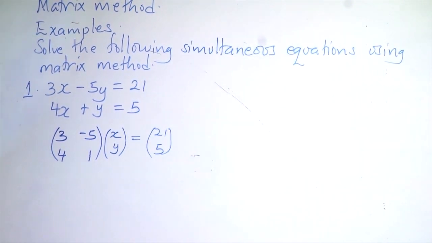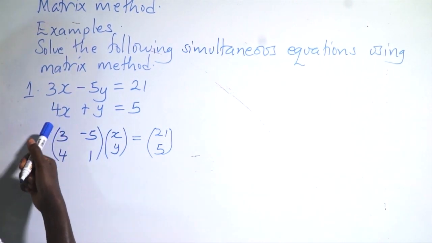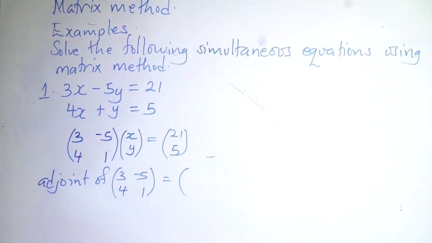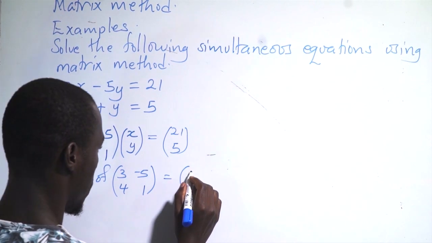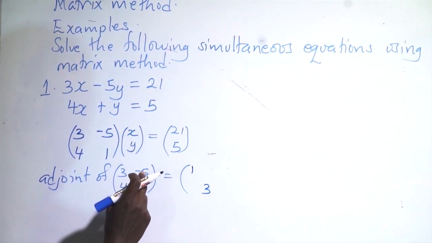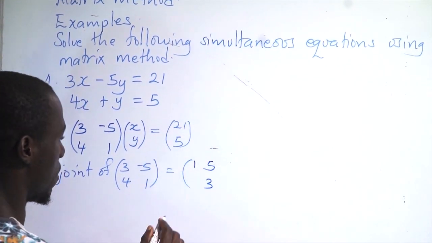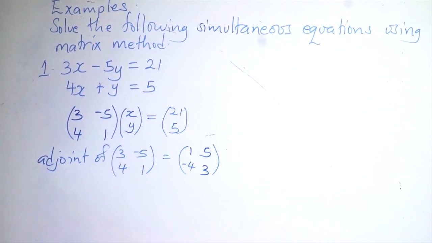Then step 2, we are going to get the adjoint of this matrix here. Remember, for the adjoint, we said we interchange those elements in the leading diagonal. Then we change the signs of the elements in the minor diagonal. 5 was negative, is now positive. The 4 becomes a negative.